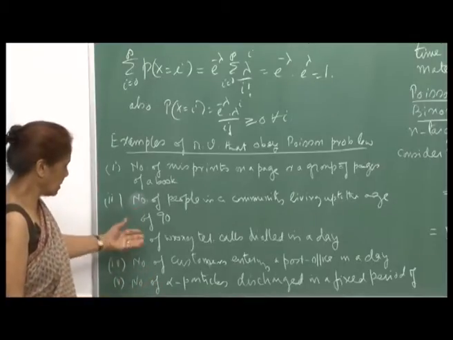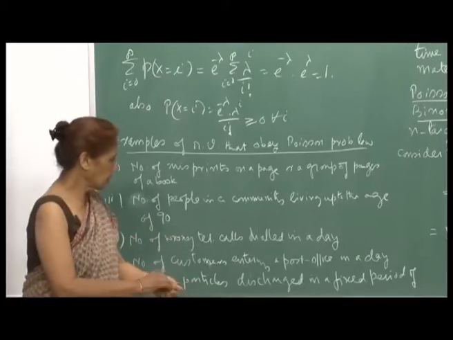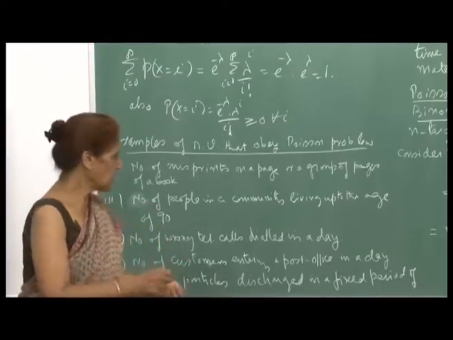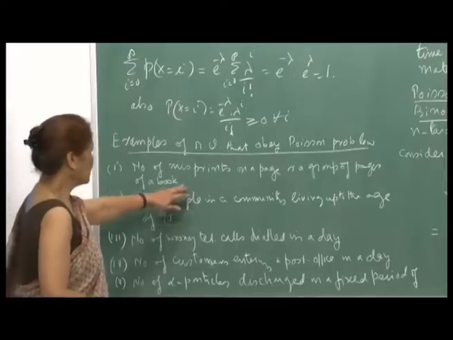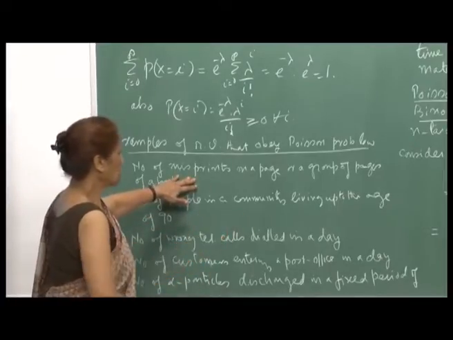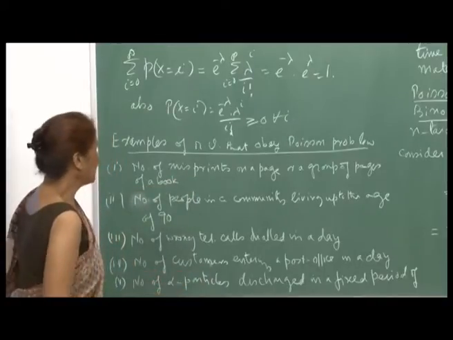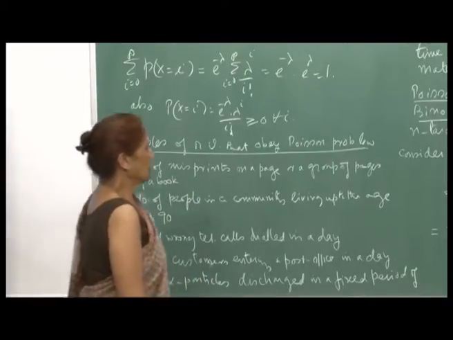You can just get the feeling, because you cannot have two numbers dialed simultaneously, there has to be a gap. Then number of misprints of course will be occurring discretely with some gap of time and so on.